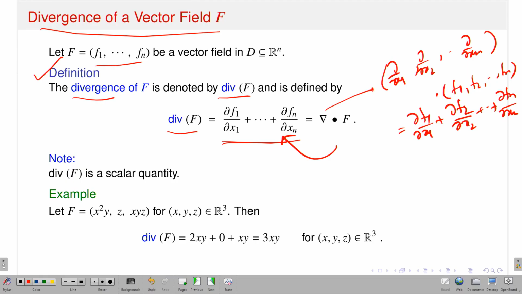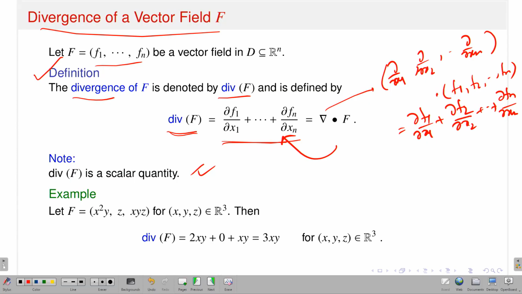Now, of course, when I talk about the divergence, it is a scalar quantity, because I am considering the partial derivative at some point and then adding them. Of course, f1, f2, fn are scalar fields, because f1 is a map from some subset D of Rn to R. Similarly, each small fi is a scalar field. Therefore, if I take the partial derivative at some point, it will give a scalar, and if I add them, it will be a scalar. So, the divergence of F is a scalar quantity.